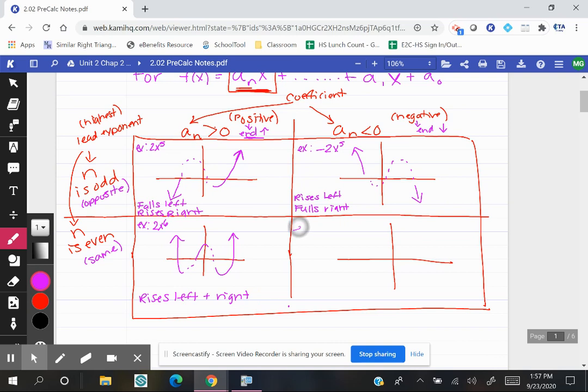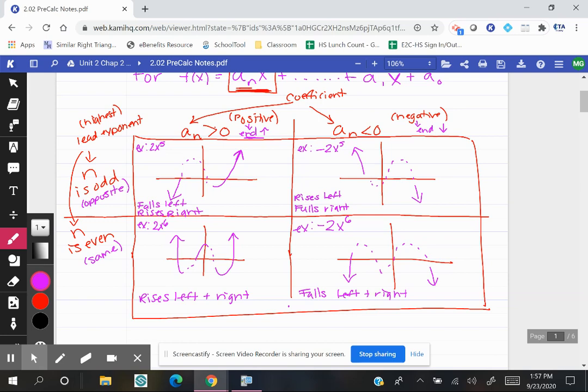And then the last one, we want a negative coefficient, so negative 2, x to the, and again, even exponent, so x to the 6th. So this one's going to end by going down since it's negative, but since it's an even exponent, they both do the same, so they're both going down. So we'd say in words here that it falls left and to the right.